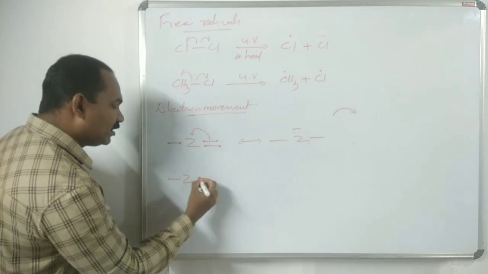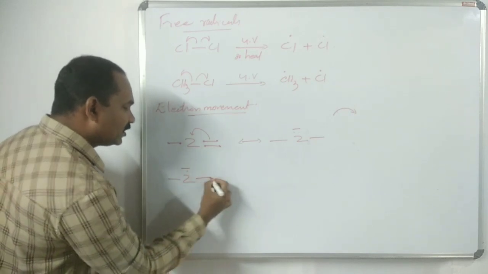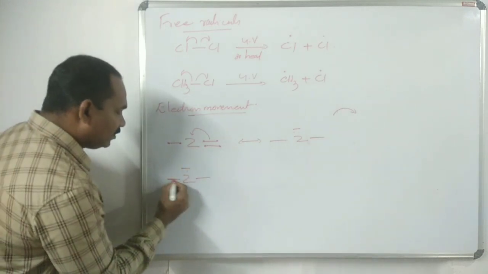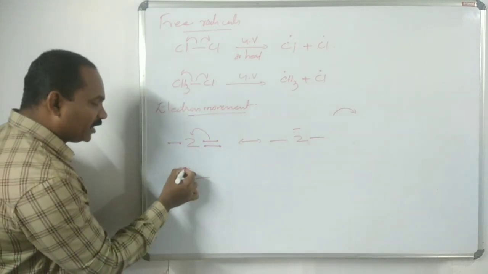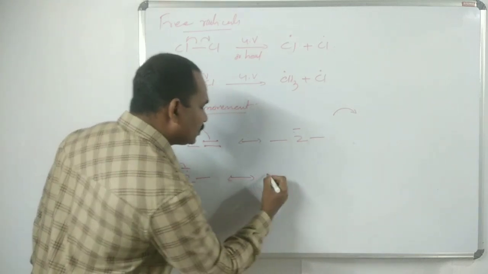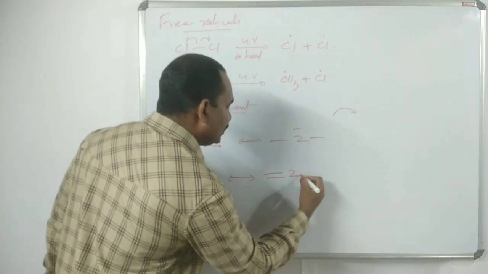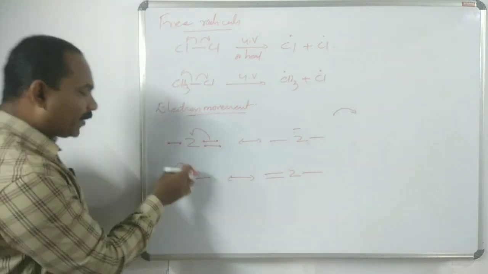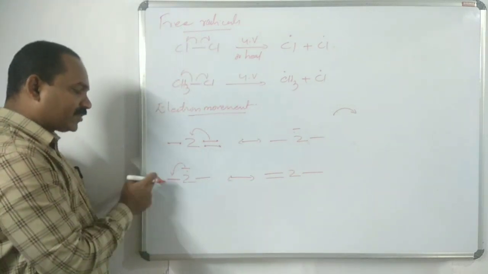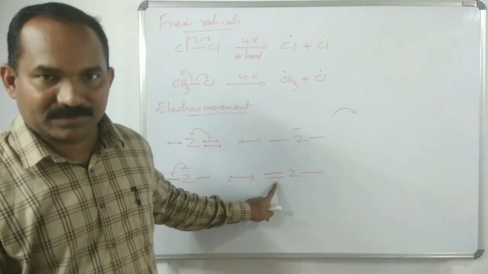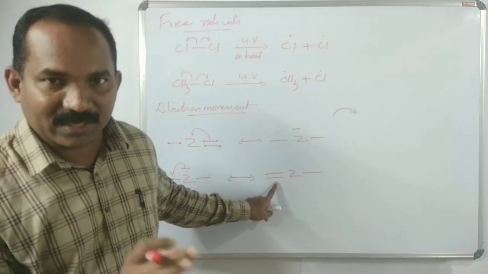Z minus 2 bonds. When this pair of electron is shifted to this side, it becomes double bond Z single bond. So a pair of electron is shifted in between the 2 atoms, a double bond is created. Are you clear? This is an electron movement.